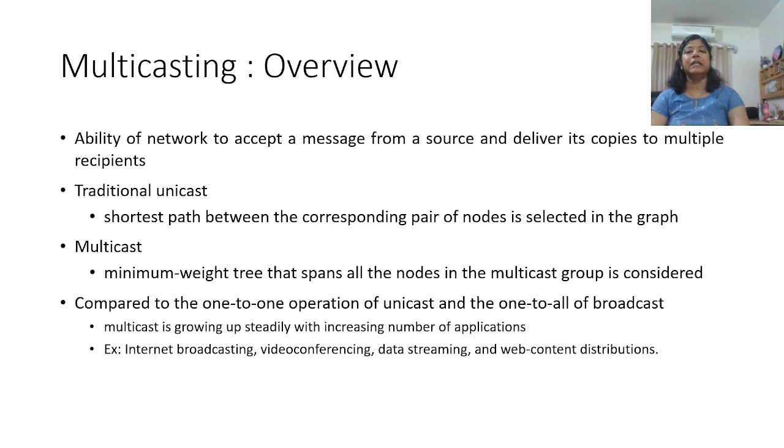Whenever we consider a message sent from a particular source to a particular destination, considering a pair of nodes, it is considered a traditional unicast in which it will consider the pair of nodes in the selected graph. Now, when we are considering multicast, it will consider the minimum weight tree that spans all the nodes in the multicast graph. Now, when we want to compare the one-to-one operation of unicast and the one-to-all of broadcast, there will be some common points.